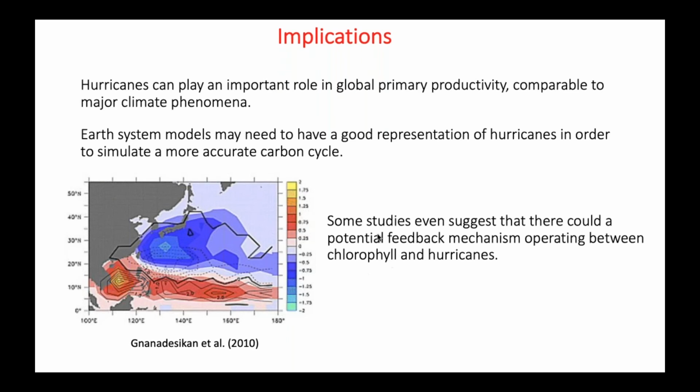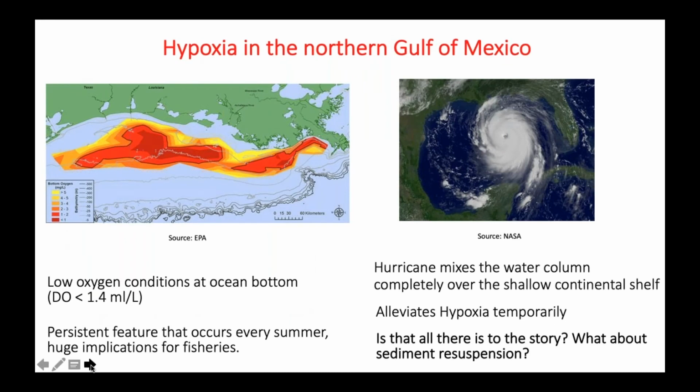So what they have shown is that Earth system models that don't account for the effect of chlorophyll on the upper ocean sea surface temperatures can actually develop biases in hurricanes. So a good representation of chlorophyll is also important and can feed back to hurricanes. So this is the first study. Like I said, I just want to do it very briefly because we can go to the second study, which is a bit more involved.